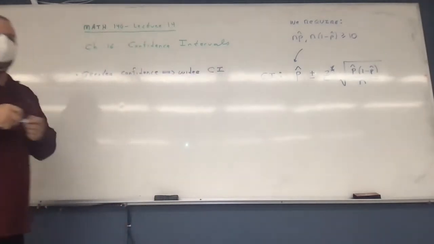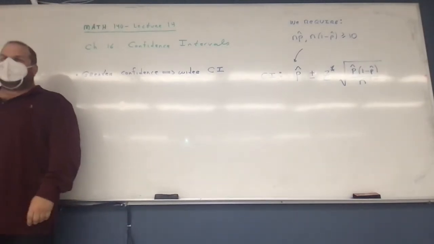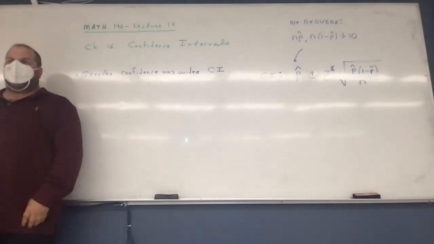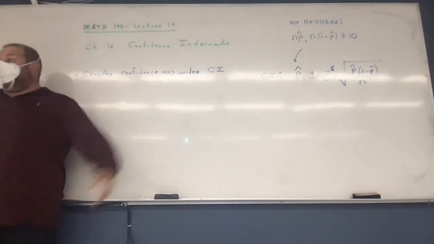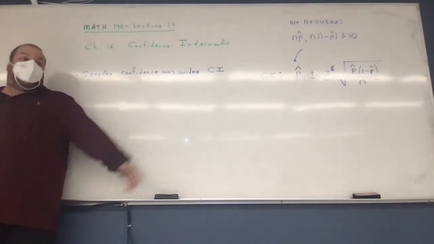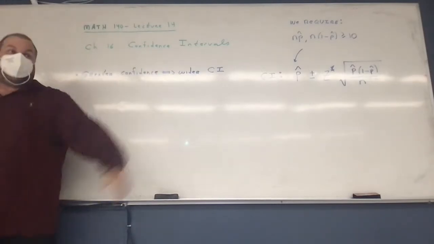If I want to be 100% confident that I caught it, how wide should I make my interval? How about 1,000,000? How about 1,000,000,000? How about infinite? If I want to be 100% confident, I promise you, if you go from negative infinity to infinity, you caught it. I promise you that.